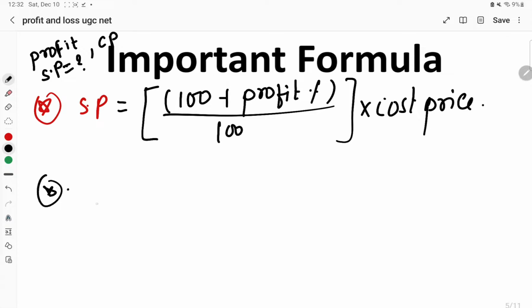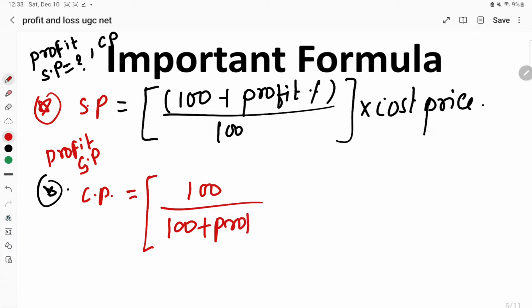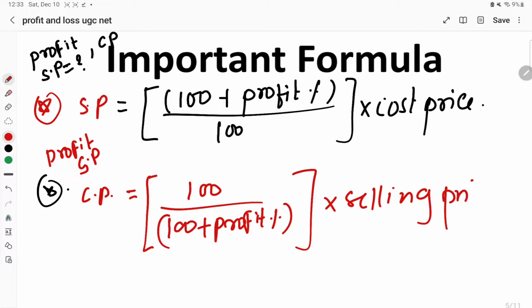Okay, similarly CP. If in the question profit is given, selling price is given, and they're asking us to find the cost price. In the first formula, the profit is given, cost price is given, and they're asking us to find out the selling price. But now they have given us the selling price, they're asking us to find the cost price, and profit is given. For that, the formula will be 100 upon 100 plus profit percentage into selling price.